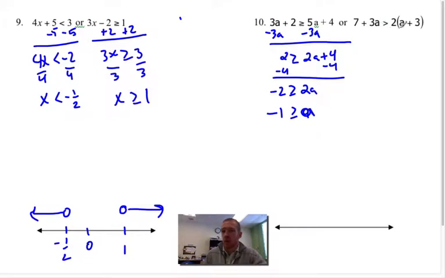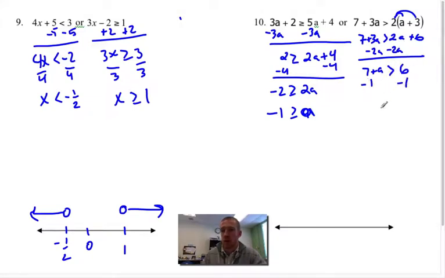So here I'm going to distribute first. So 2a plus 6 is less than 7 plus 3a. Now I'm going to subtract 2a from both sides. And I get 7 plus a is greater than 6. Minus 1 from both sides, and a is greater than negative 1.